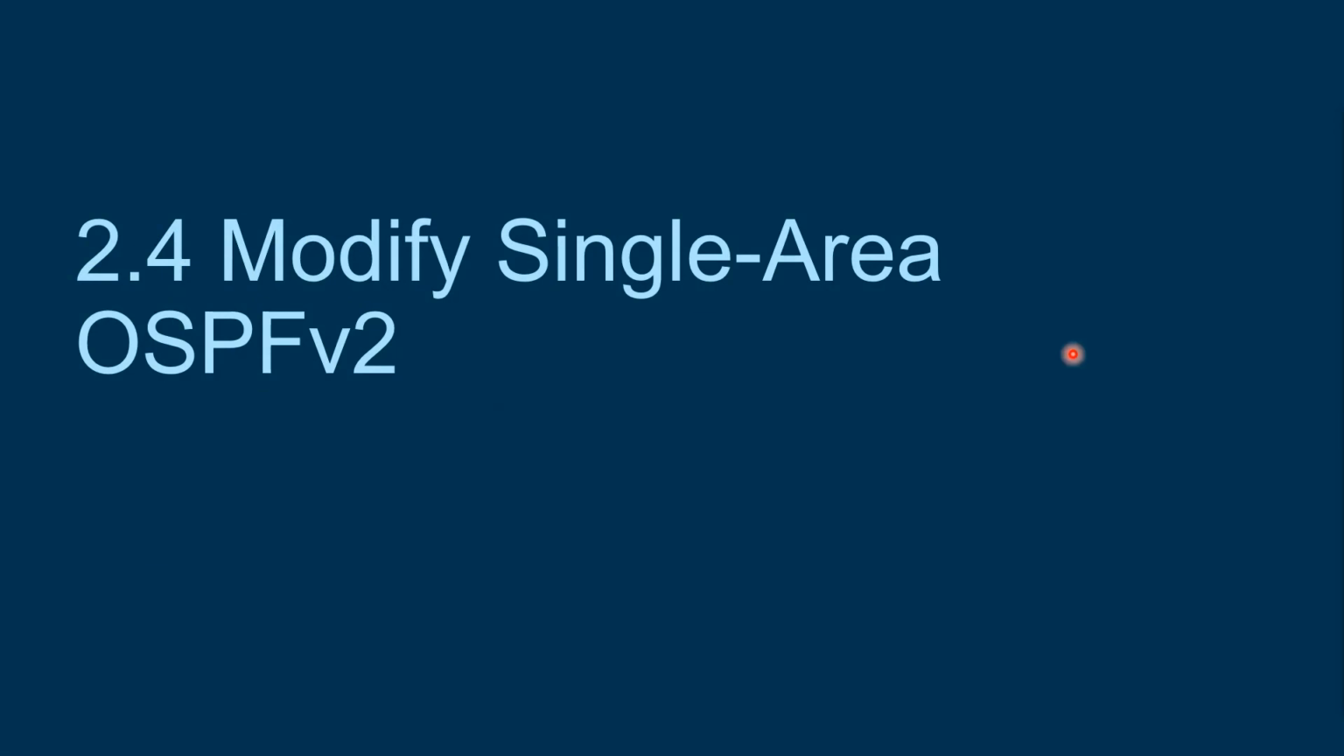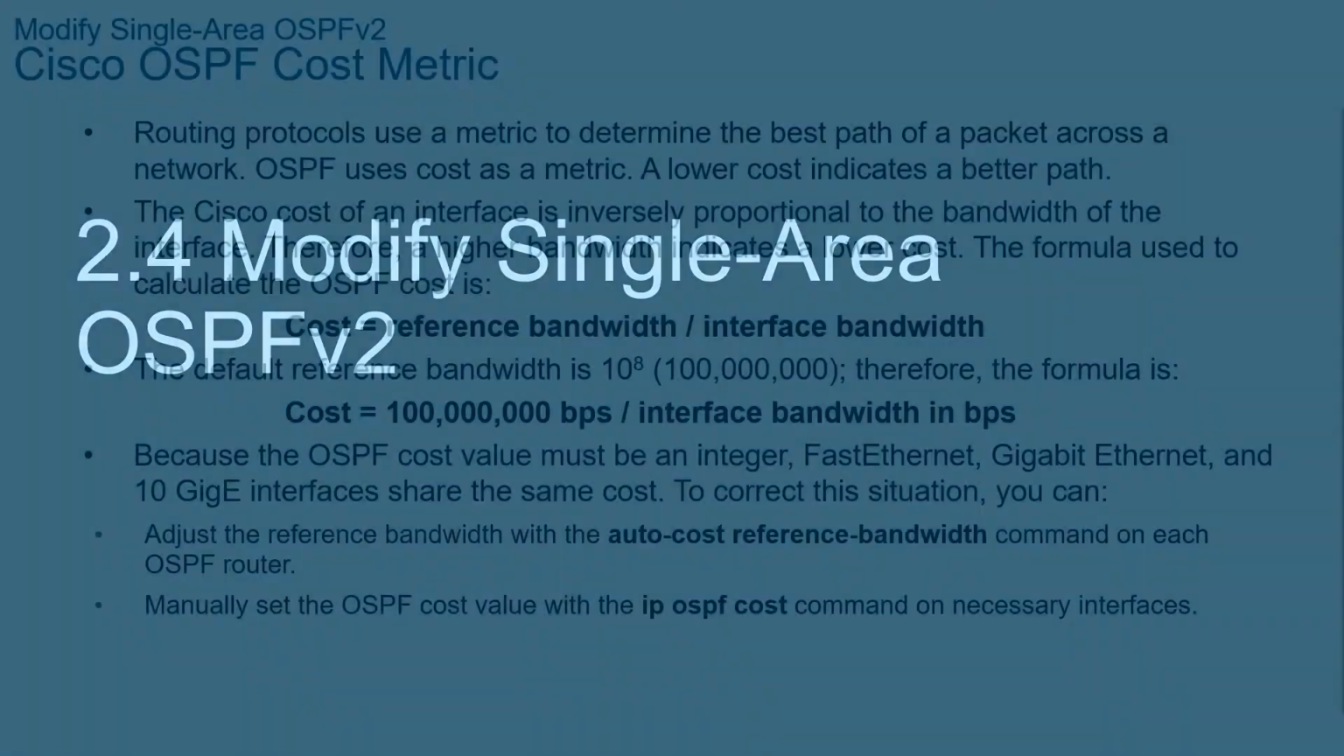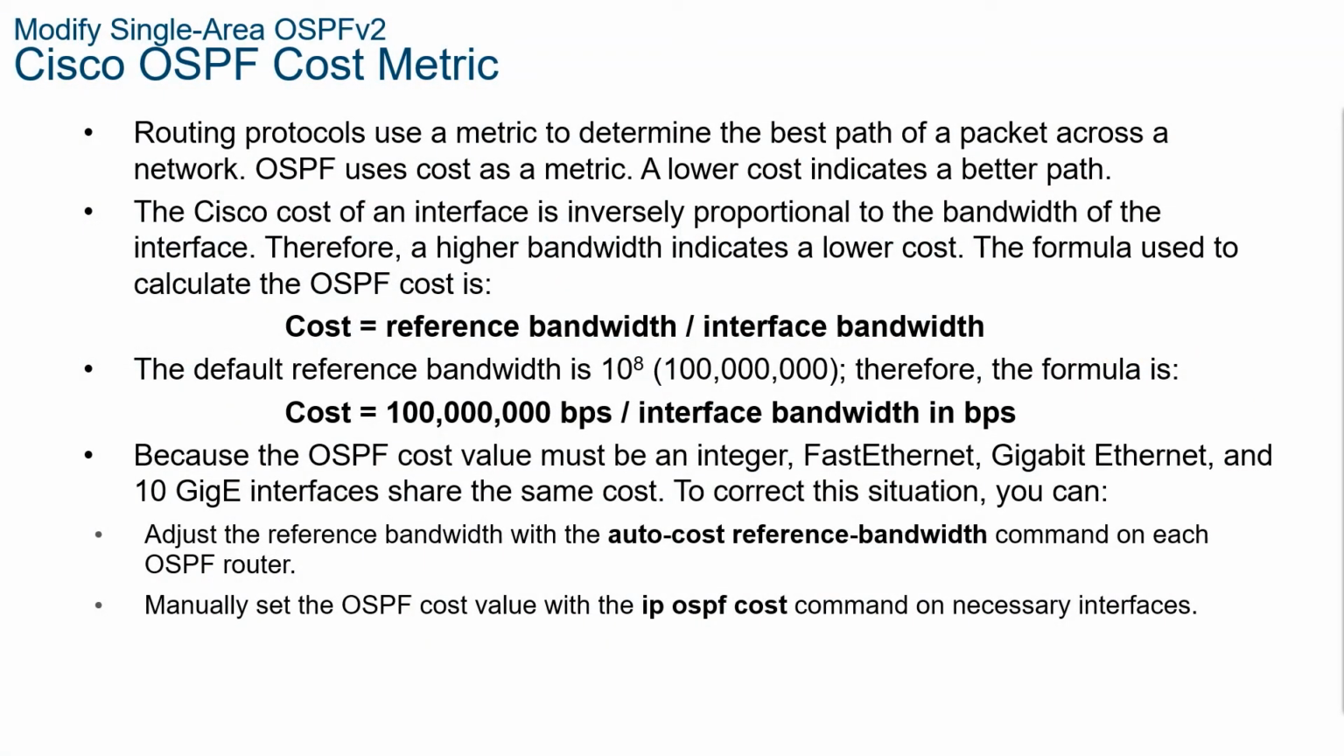Okay, so let's go to the next section. Modifying a single-area OSPFv2. Now in this section, let's talk about the Cisco OSPF cost metric. Recall that a routing protocol uses a metric to determine the best path of a packet across the network. A metric gives an indication of the overhead that is required to send packets across a certain interface. So OSPF uses cost as a metric.